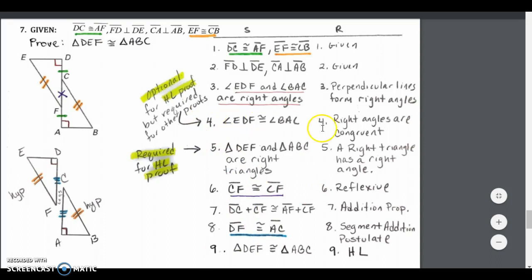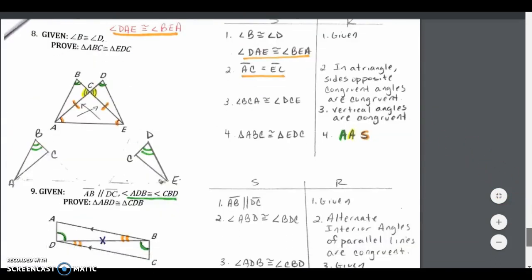Again, statement number 4 can be deleted for this proof, but it is necessary for other proofs. For example, if we were trying to do side angle side, we might take this side and this angle and this side and say that they're congruent. But it's not necessary for this proof.